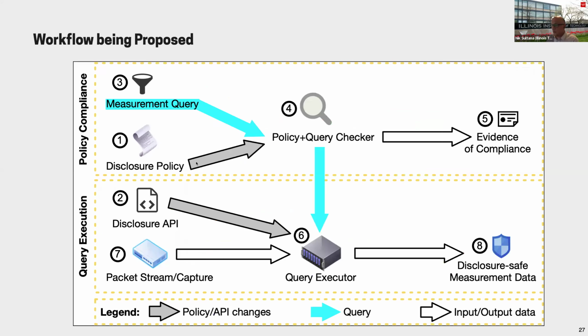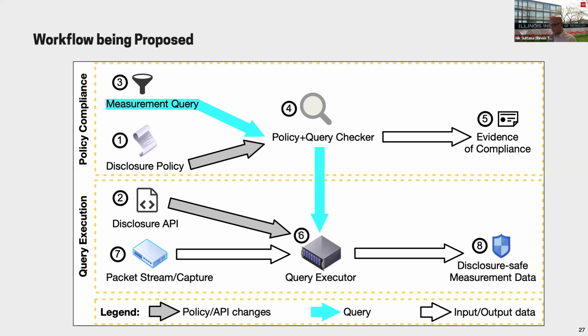So in terms of the workflow, we start out with this section here, right? We have the disclosure policy and the disclosure API that the operator puts together. The policy is then provided to a checker that, combined with a measurement query, is going to produce evidence of compliance. I'll tell you a bit more about that in a second. And it is also input into the query executor that uses the disclosure API in order to execute.